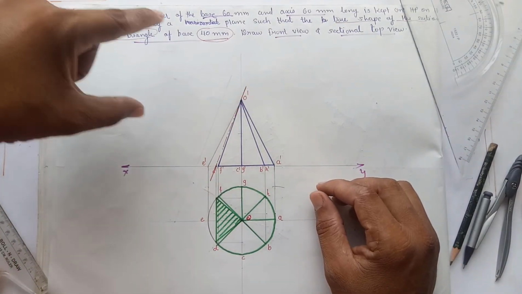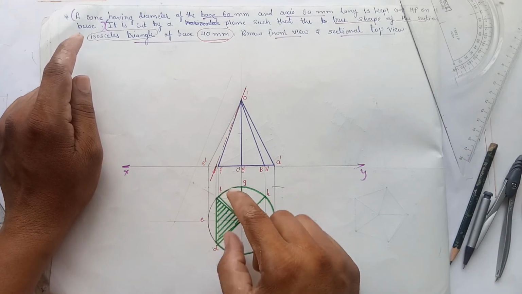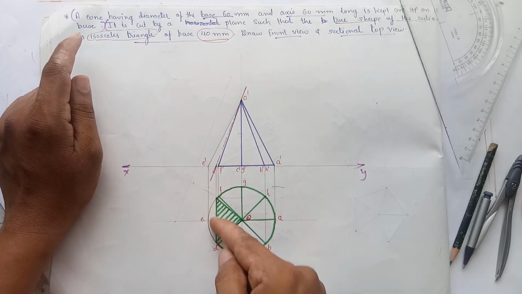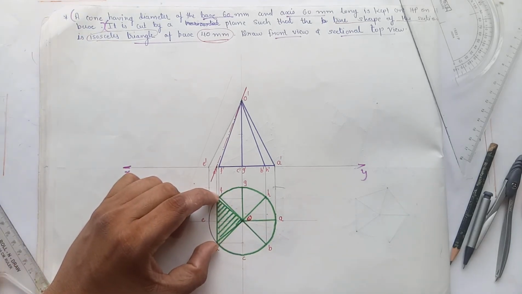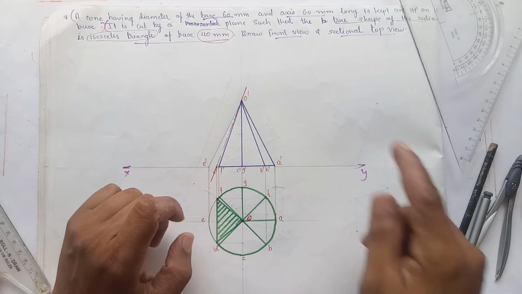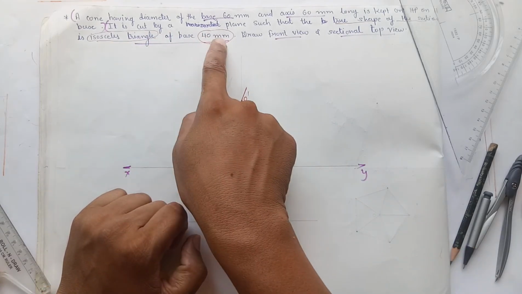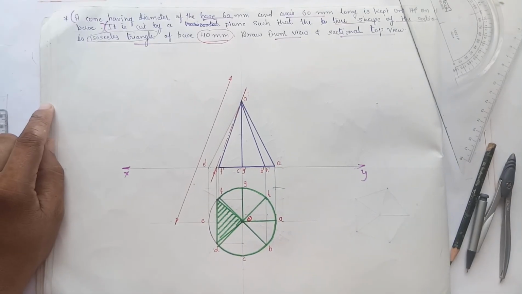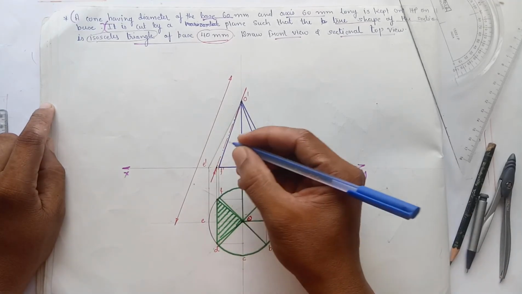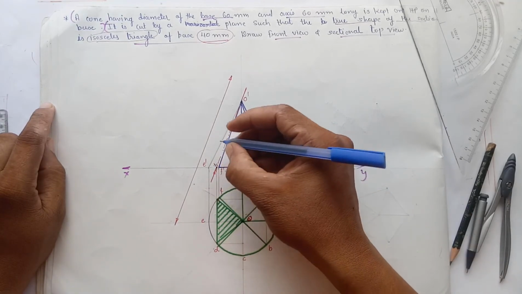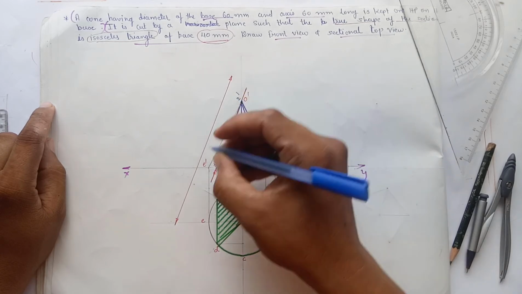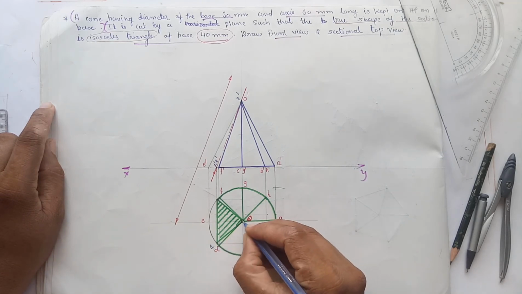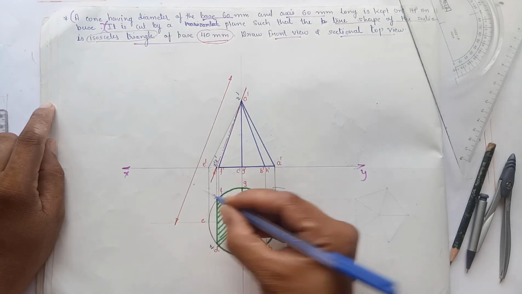As we are going to remove this part, the section will generate in the top view, and the section will be an isosceles triangle having base length 40 mm. Now we have to draw the true shape of the section in which the base of the isosceles triangle should remain 40 mm. So first of all, mark the points of the section. This is 1 dash, 2 dash and 3 dash on the base. So 1 on the base over here, 2 at the center and 3 over here.